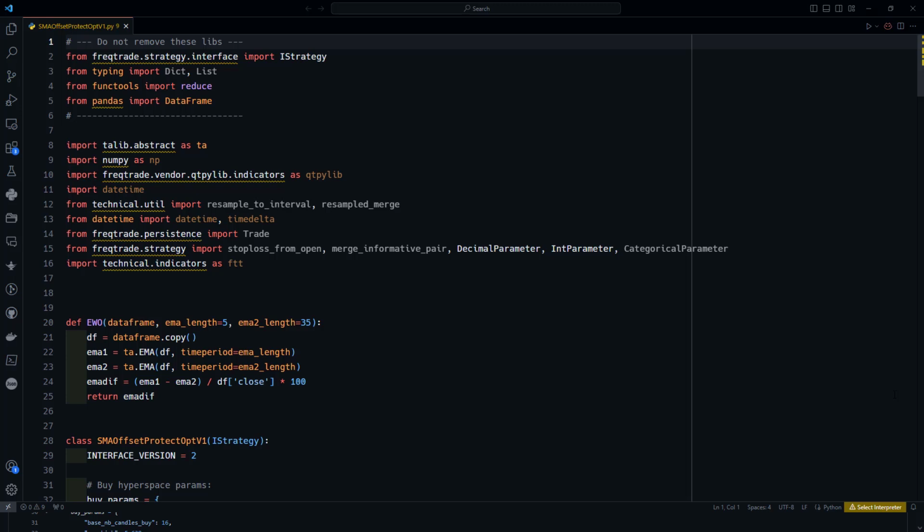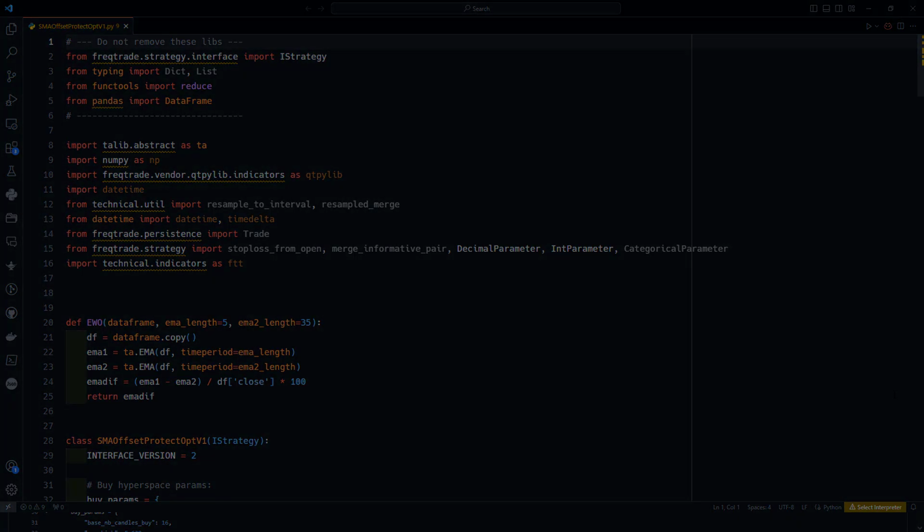And now we think we know what the code does, it's time to test this code and find out how its hypothetical performance would be in previous market conditions.